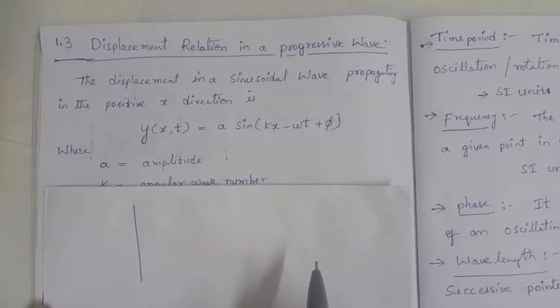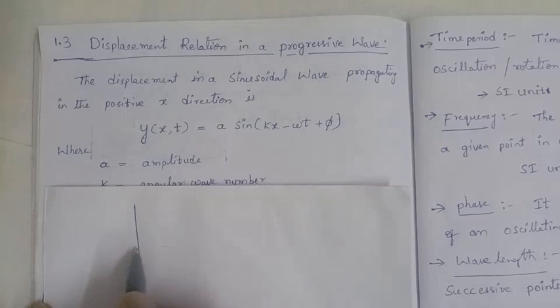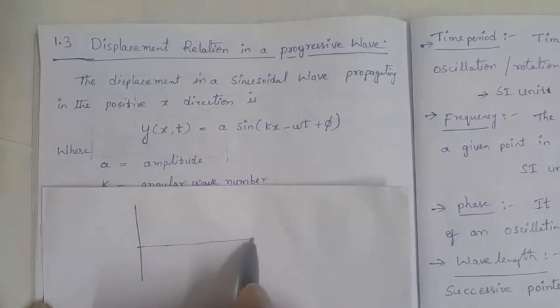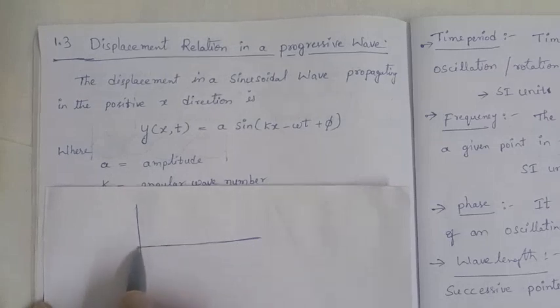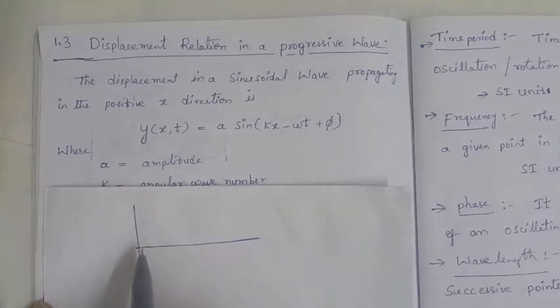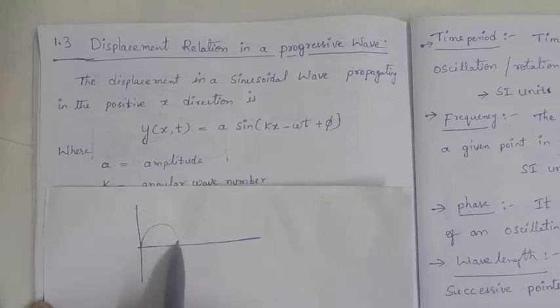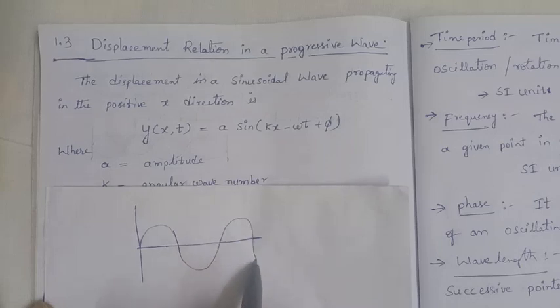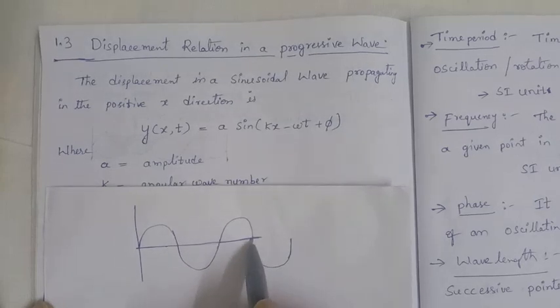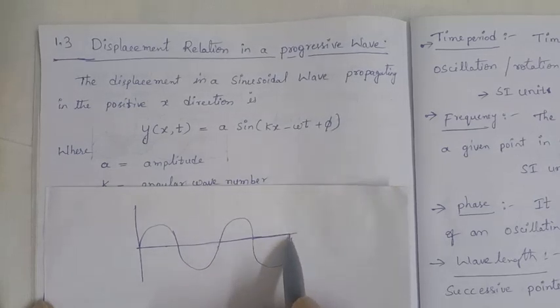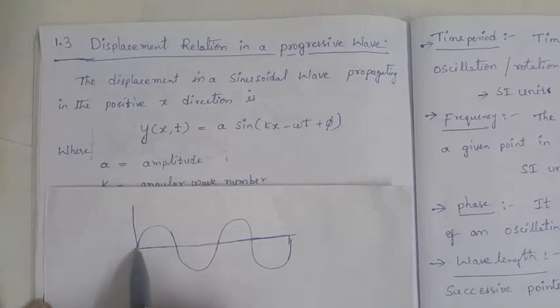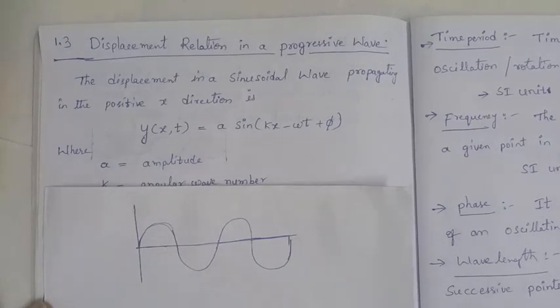Suppose this is the equilibrium state of a lake, or any string you take. When you disturb it, it shows a wave nature like this. Mathematically, this wave is similar to a sine function.